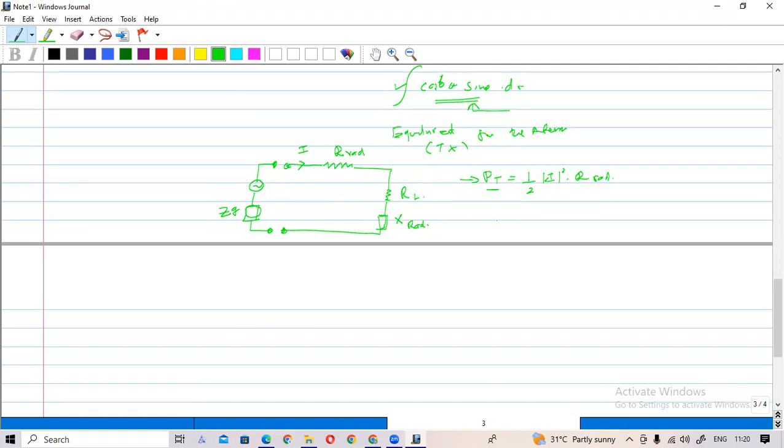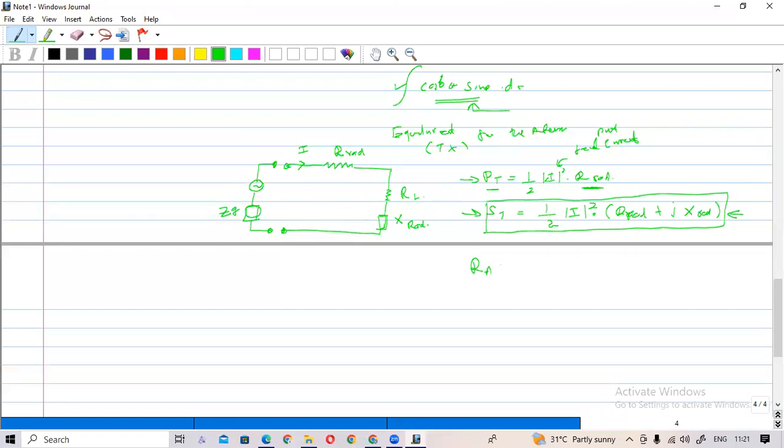Also, complex power you can define as half I square, where I is what we call the feed point current, times R radiated plus j X radiated. So this is the complex radiating power. This equation we need not apply, but you have to apply the previous equation, so you have to find this radiation resistance.